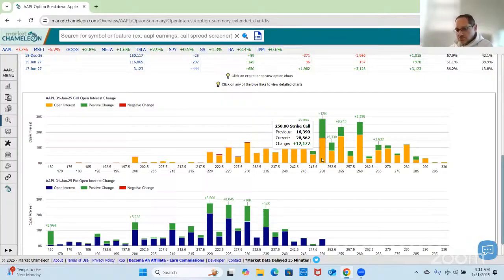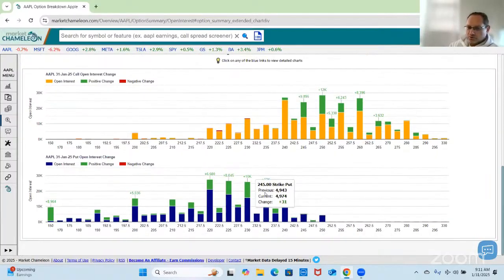What about the puts? The puts are very similar. We can see here that the largest concentration of open interest in the puts is between the 235 and 220 strikes. So it's looking at the out of the money puts. And those open interests also increased. See here, the biggest increase was on the 230 put. Oh, I'm sorry. The biggest increase was on the 235 put, but the biggest open interest is on the 230 put.